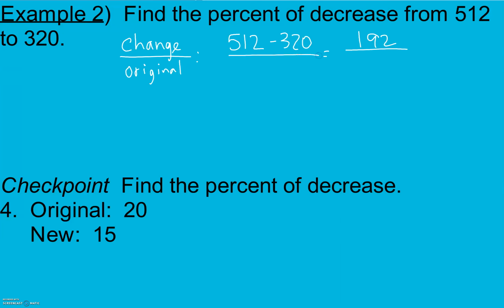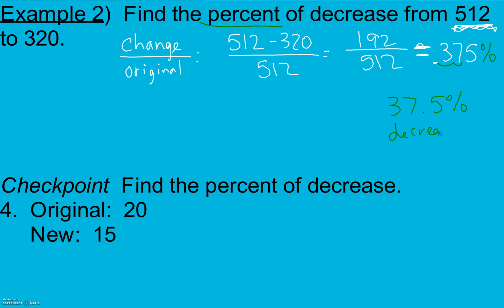And I'm going to divide by the original. And I decreased from here to there, which means this is where I started, my 512. And again, it's always by where we started. When I divide here, I get 0.375. And we want the percent. So two places towards where my percent sign goes. 37.5%. And since I started at 500, went to 300, this is a decrease.